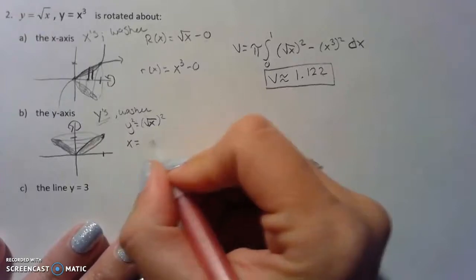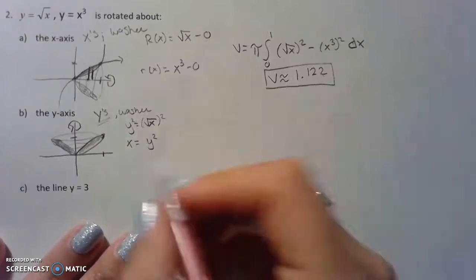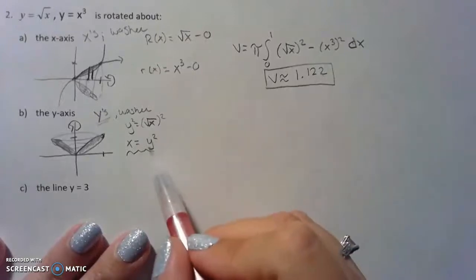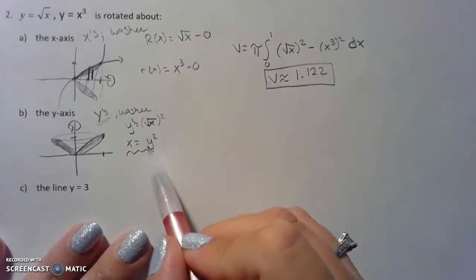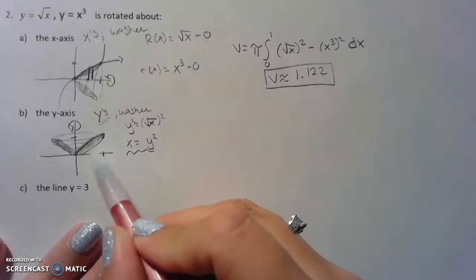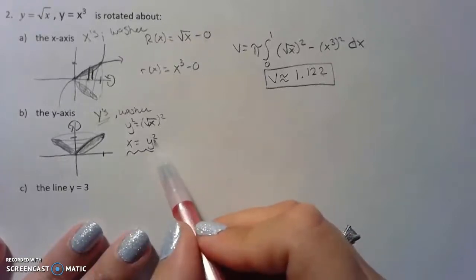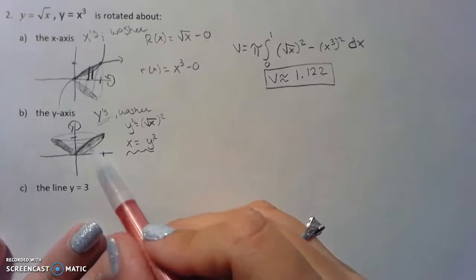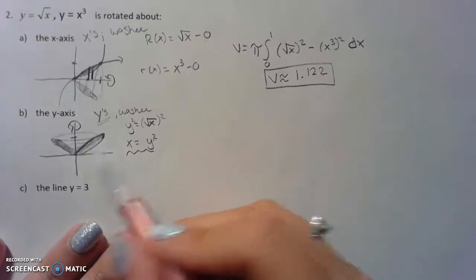So this gives us x equals y squared. So this is our first equation. Make sure you know which function this is representing. This was the square root of x, so that's this piece right here. That's now going to be called y squared, because we're looking at it from the y-axis. What is that going to be called?